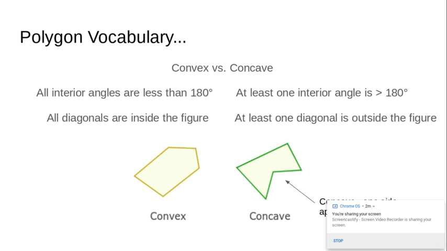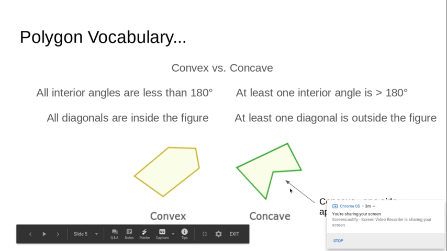The next vocab terms are convex and concave. A convex polygon has all interior angles that are less than 180 degrees. Remember, 180 degrees is a straight line, so anything bigger than that is going to go past a straight line. And all of the diagonals that you would draw within that shape would stay inside of the figure. A concave, on the other hand, has at least one interior angle that is greater than 180 degrees, and at least one of the diagonals, when you draw it, would go outside of your figure.